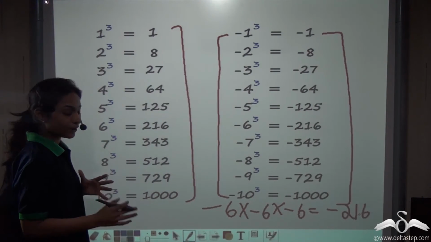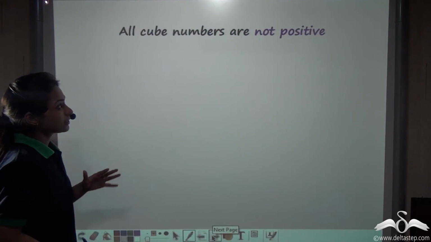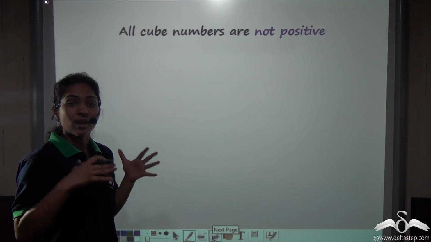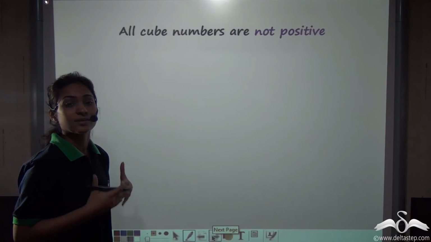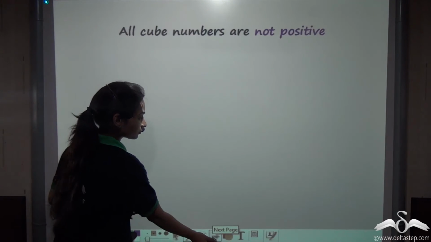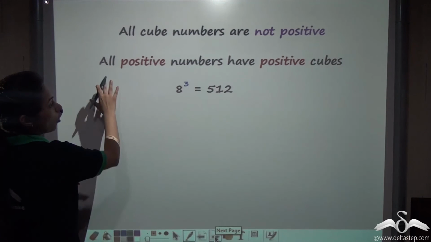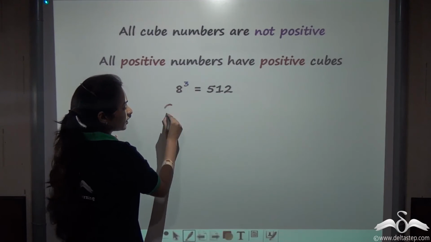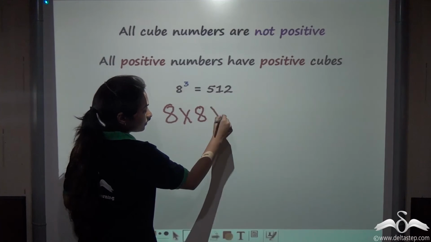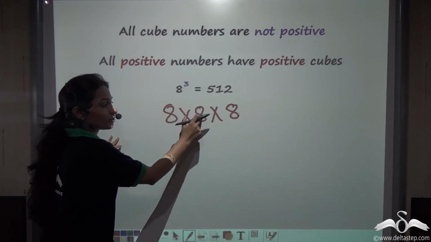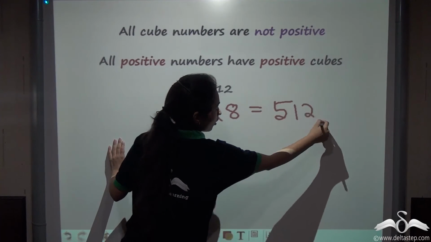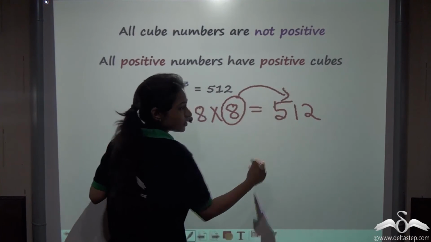So what can we conclude? We can say that all cube numbers are not positive. There are some positive cube numbers, there are some negative cube numbers. First of all, positive numbers have positive cubes. Say 8 cube is 8 into 8 into 8. That is plus 8 into plus 8 into plus 8. We get 512. So a positive number gives us a positive cube.